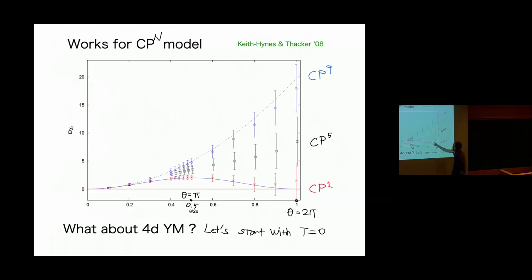For the CP1 case, it comes back, which is consistent with the discussion. For CP5 or so, it just keeps going. There are error bars, but it's very clear that it doesn't come back. If you go to CP9, it just keeps going clearly. So it's not clearly 2-pi periodic. So that's already there for the CP^N model, and it worked in that case. And our method is, in a sense, a 4-dimensional generalization of that.